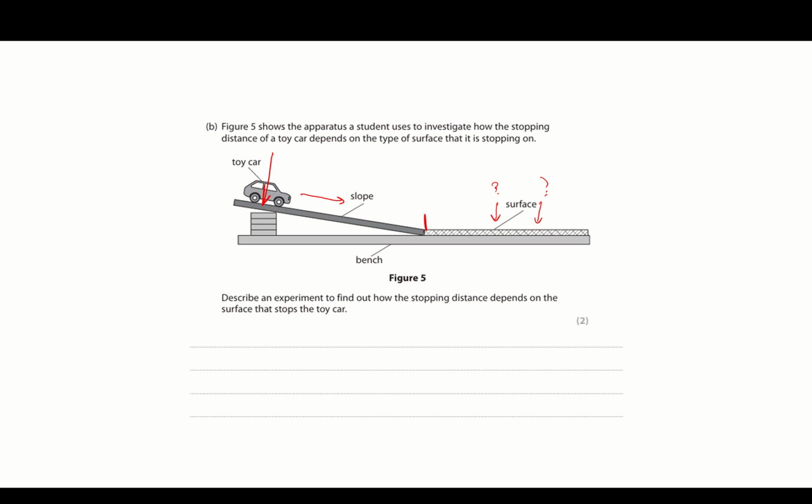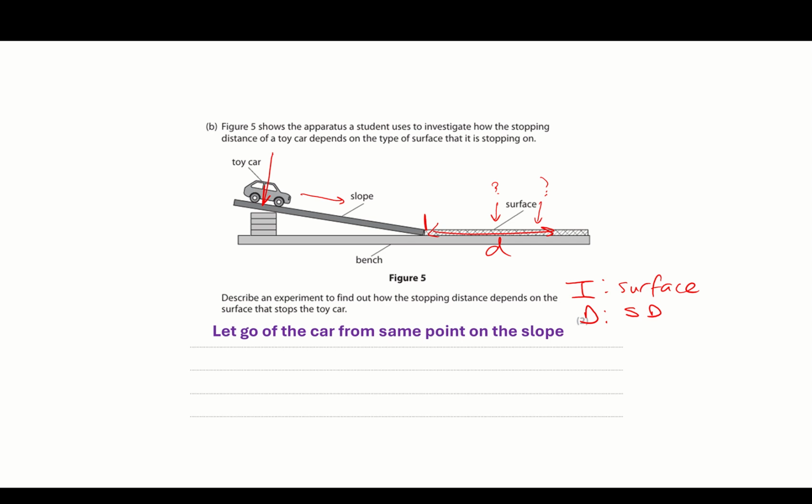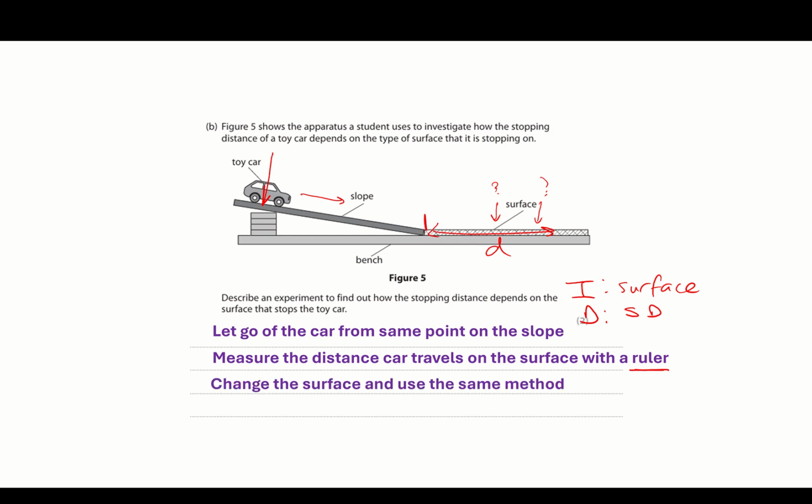So we know that our independent variable is going to be the surface. Our dependent variable is the stopping distance, as the distance on the surface. So I'll just put a D there, and then we just got to plan it. Let the car go from the same point on the slope. Measure the distance it travels on the surface with a ruler. It says explain the measuring equipment that you need, so I'm just going to underline the word ruler. Next part is, now let's change the surface and use the same method above. The crucial bit is also repeat 3 times for each surface and calculate a mean.